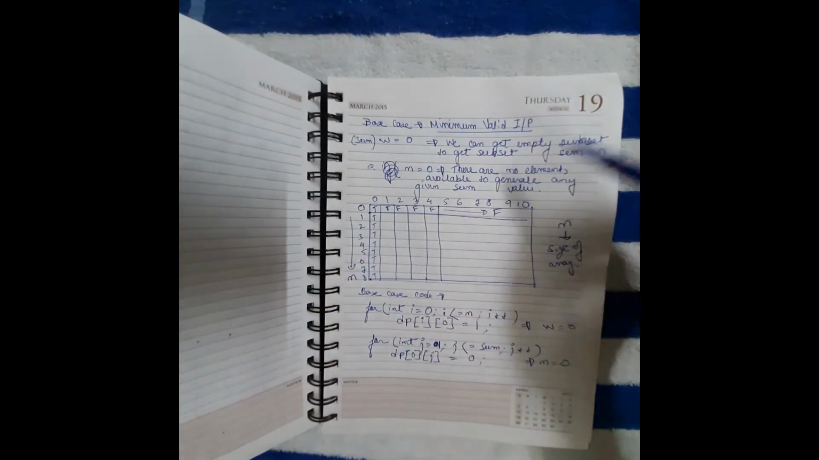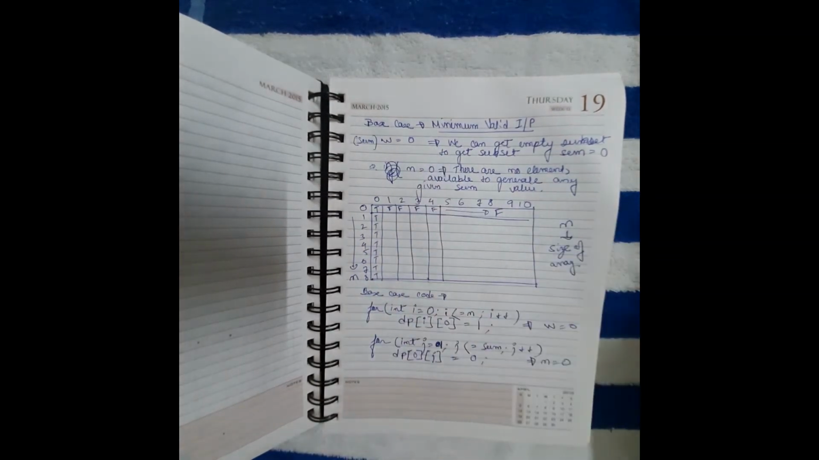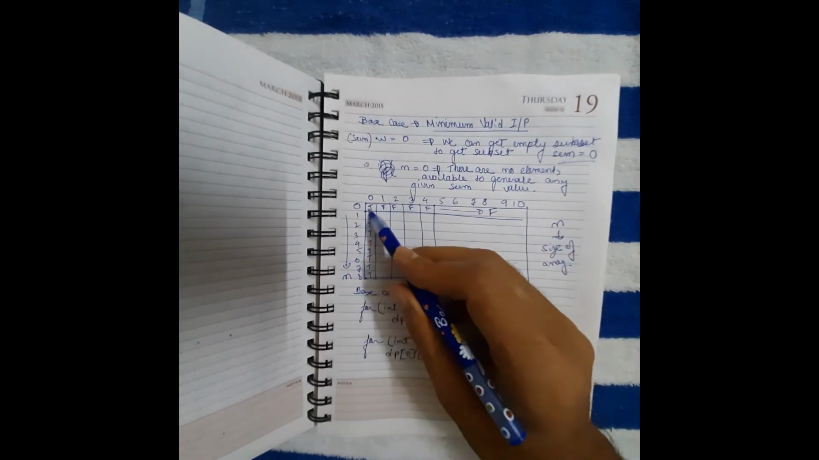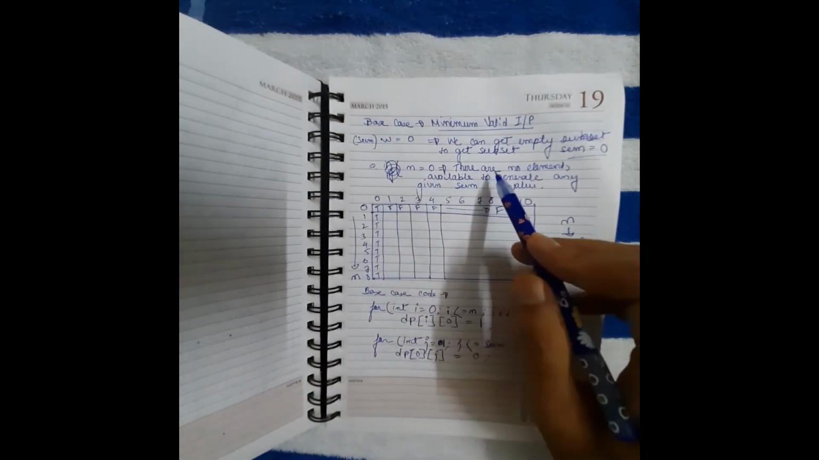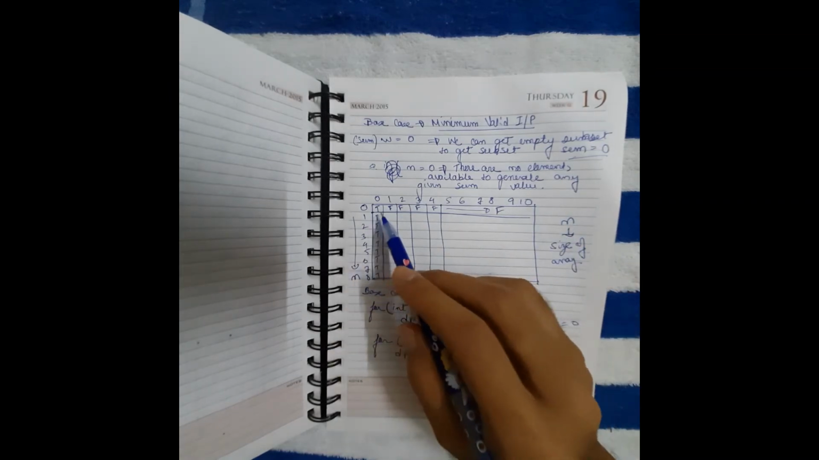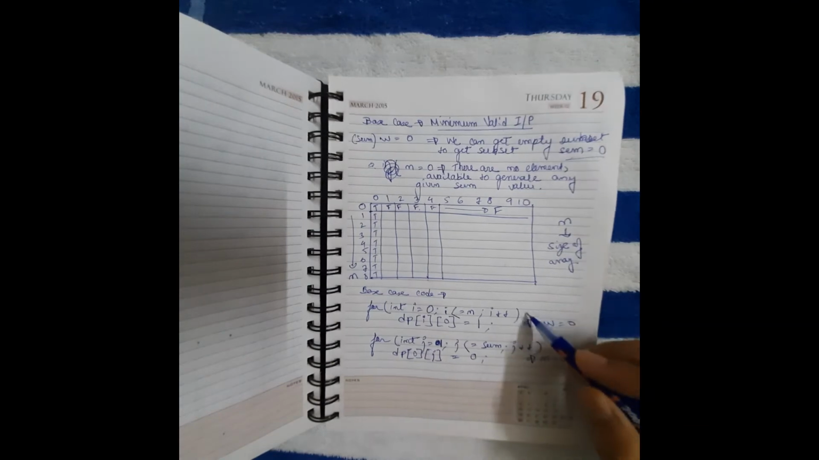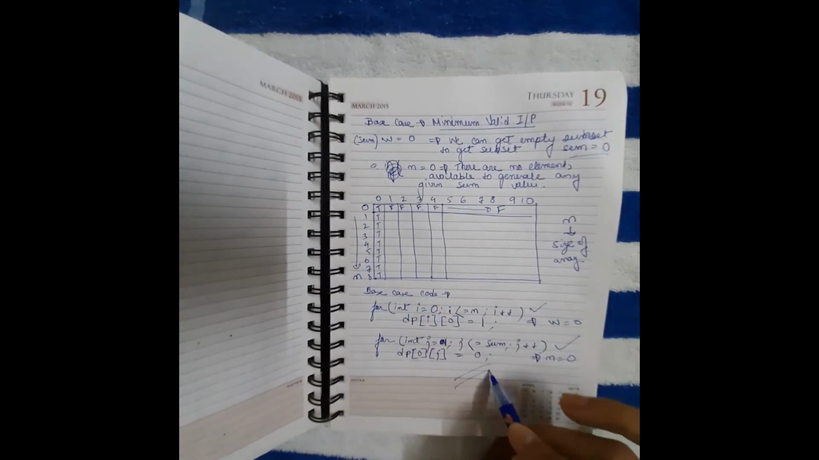Just like I said earlier, the base case is the minimum valid input. So when w is equal to 0, we can get the empty subset for sum equal to 0. So this will be true, true, true, or 1, 1, 1. And when n is equal to 0, there can be no elements available to generate any given sum. So this will be false, false, false. Cool. So these are the codes for the base cases. So we are clear until now.